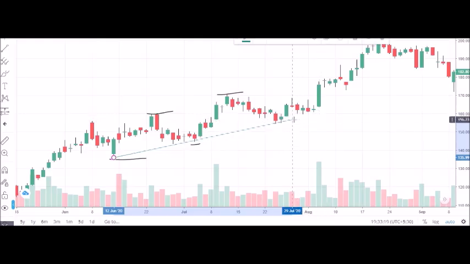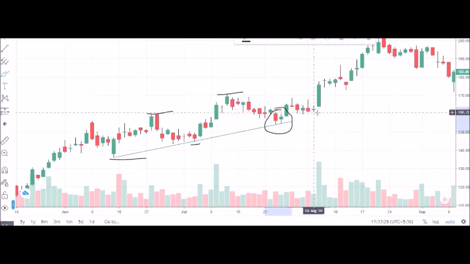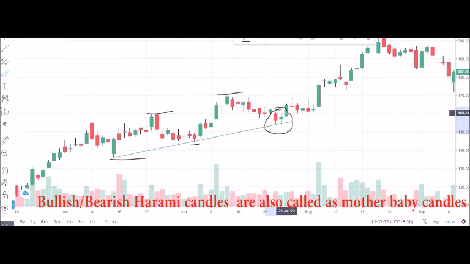So here we have to find what type of pattern this is. You can see a mother baby candle pattern is formed. There is a red candle, and there is another green candle which didn't break this red candle's high or low. So this is a mother baby candle. Now our entry is just above this green candle, right?